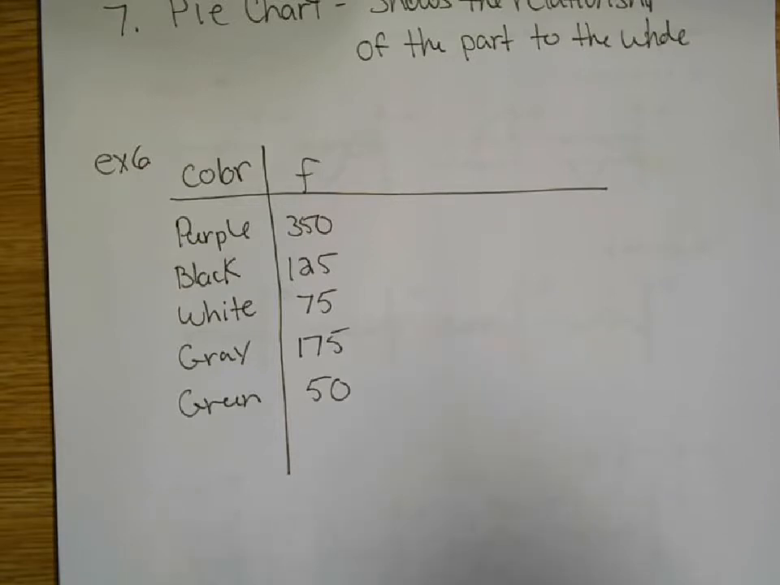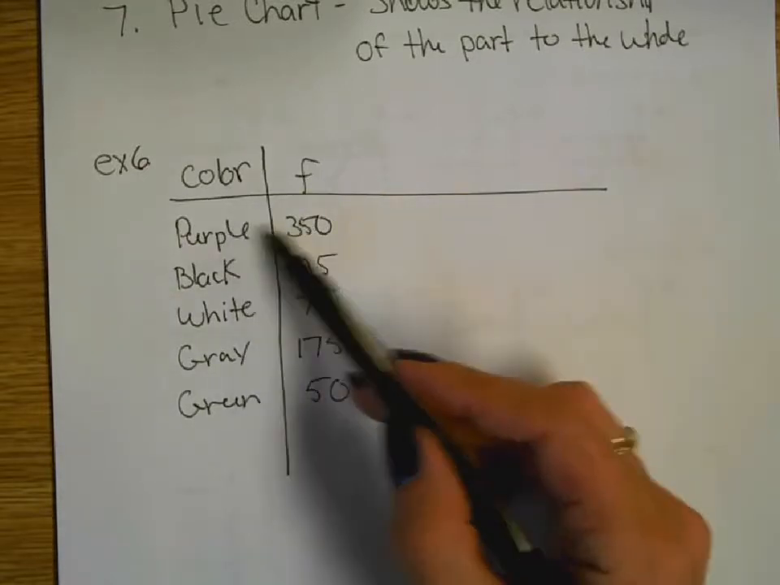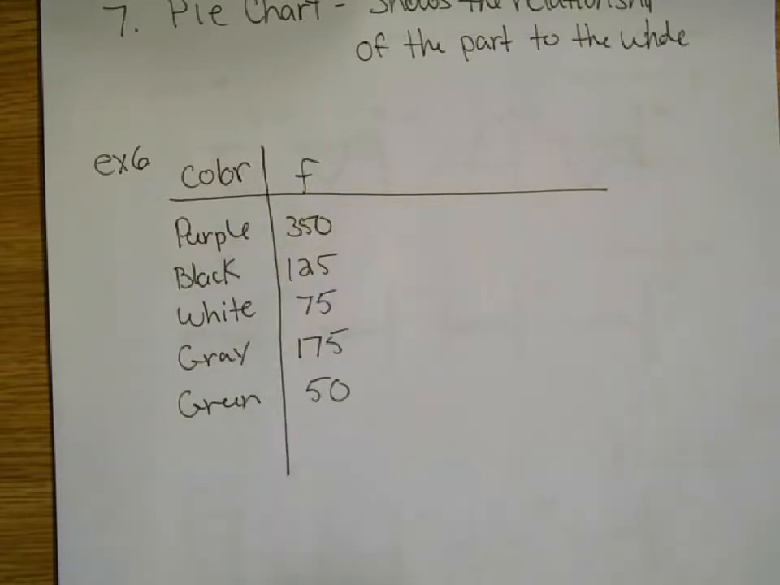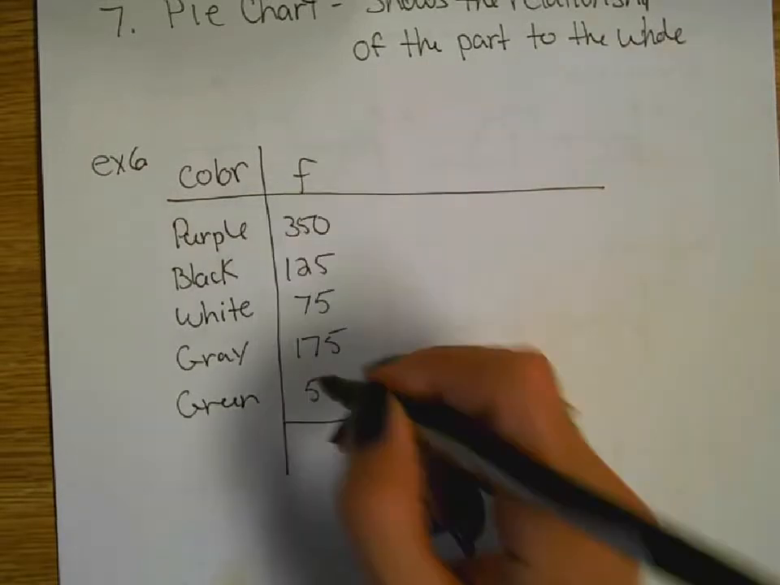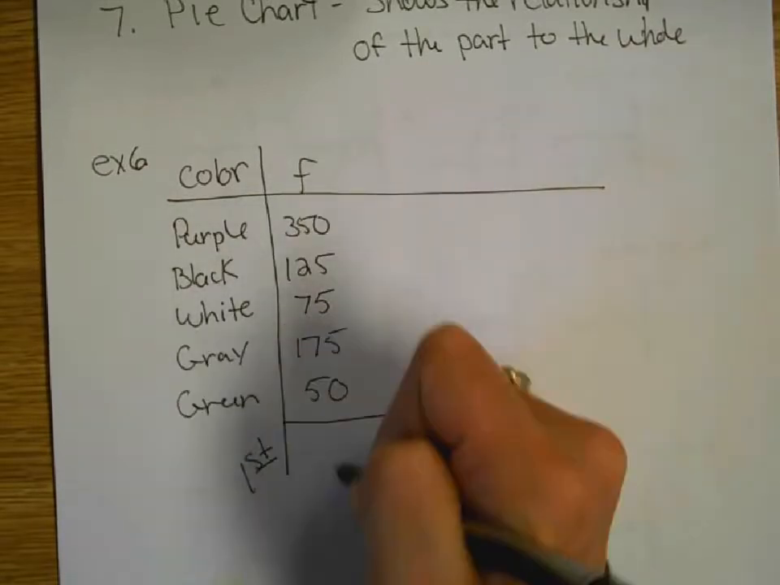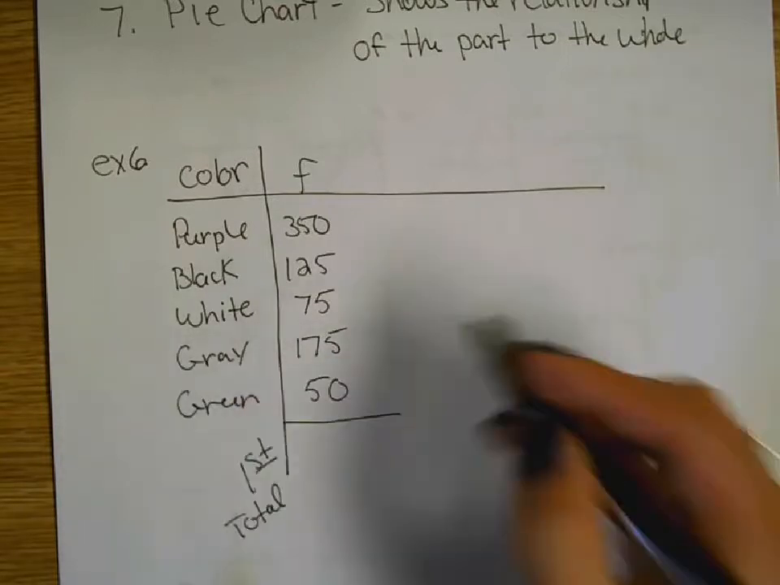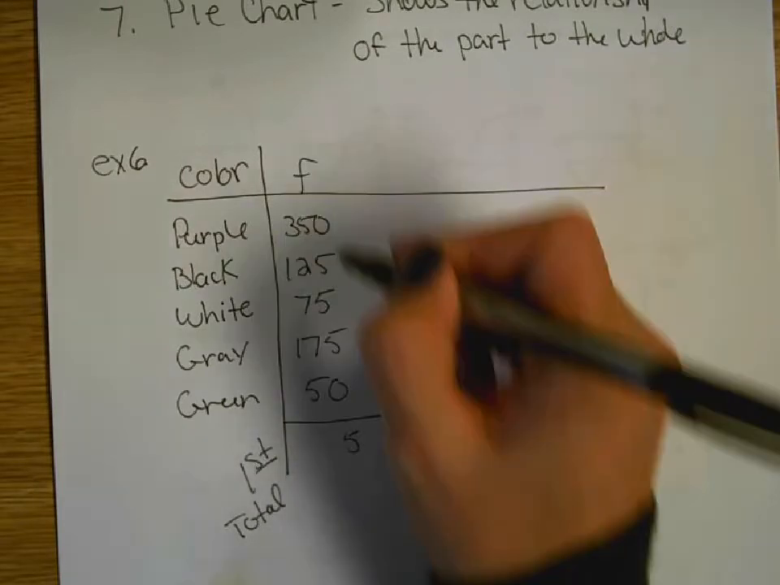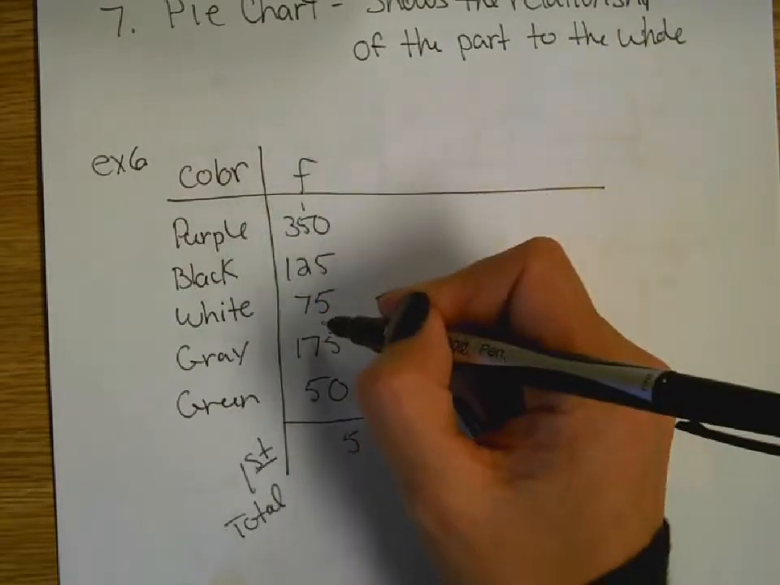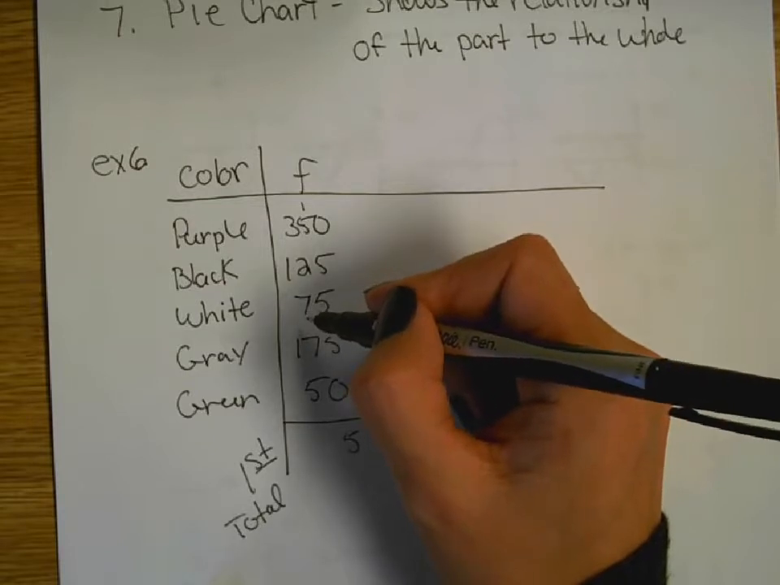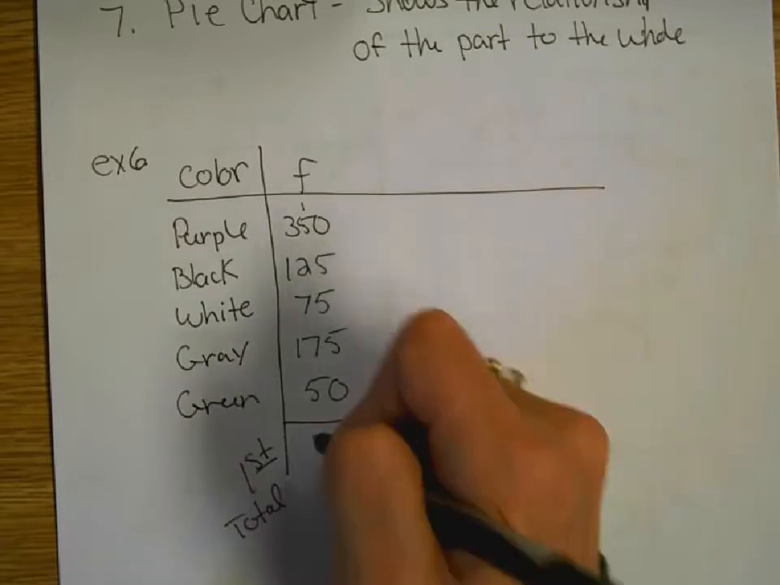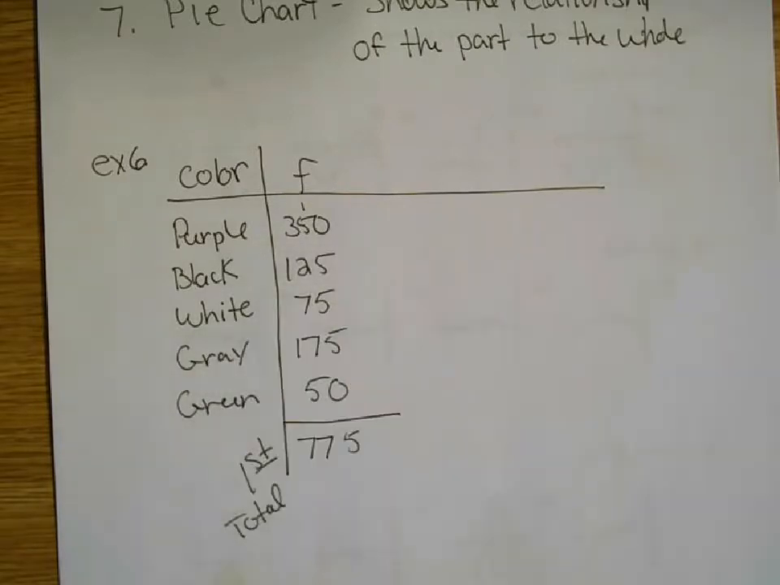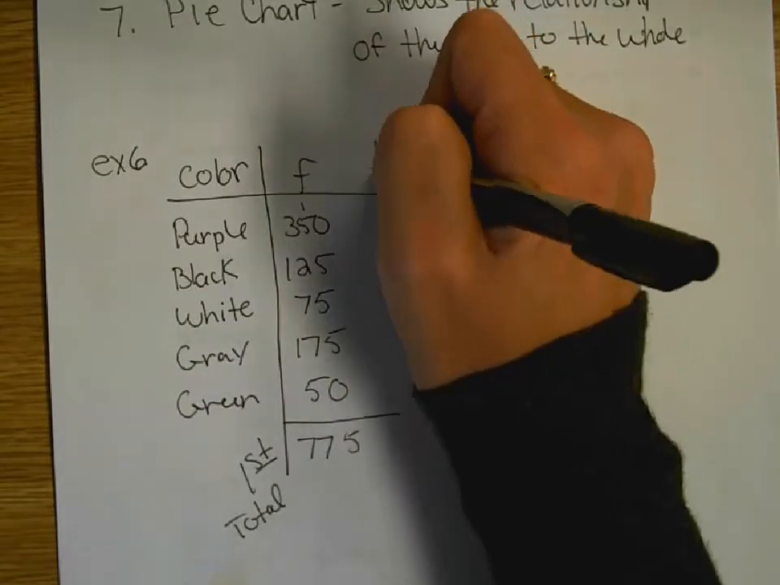So you have to make each pie piece represent the proportion that's picking each of these colors. So if you were here, I'd ask you what you think your first step is. Your first step is to total up how many people you had in your study. So first is to get the total. If you add all of these up, you get 775.